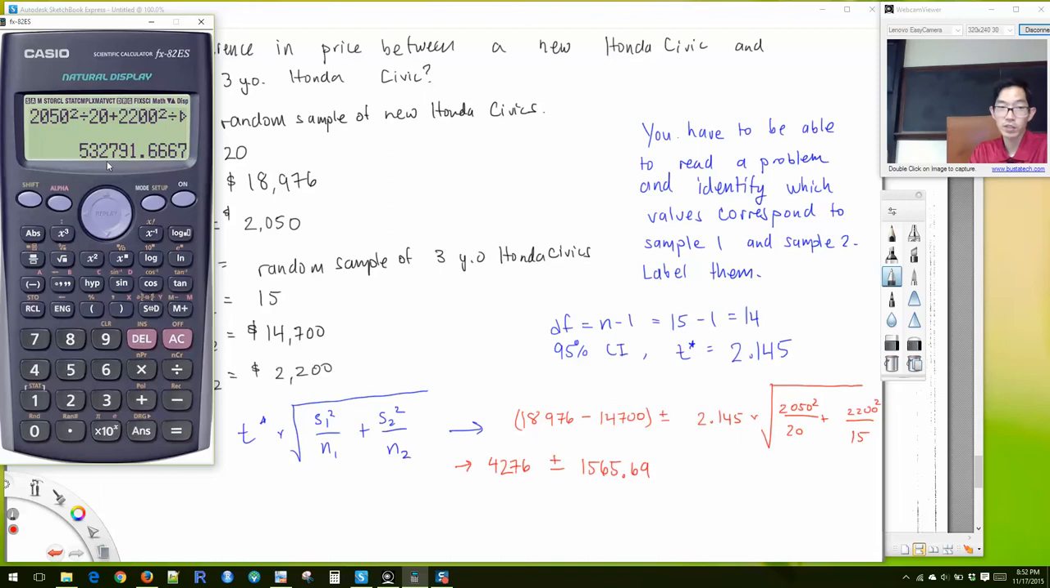So I get 532,791. I'm going to take the square root of that result. Are we okay there? Square root, answer button, equals. I get 729.92579. Still good? Now I take that result and multiply it by 2.145. I hit times 2.145 and equals, and I get 1565.69.